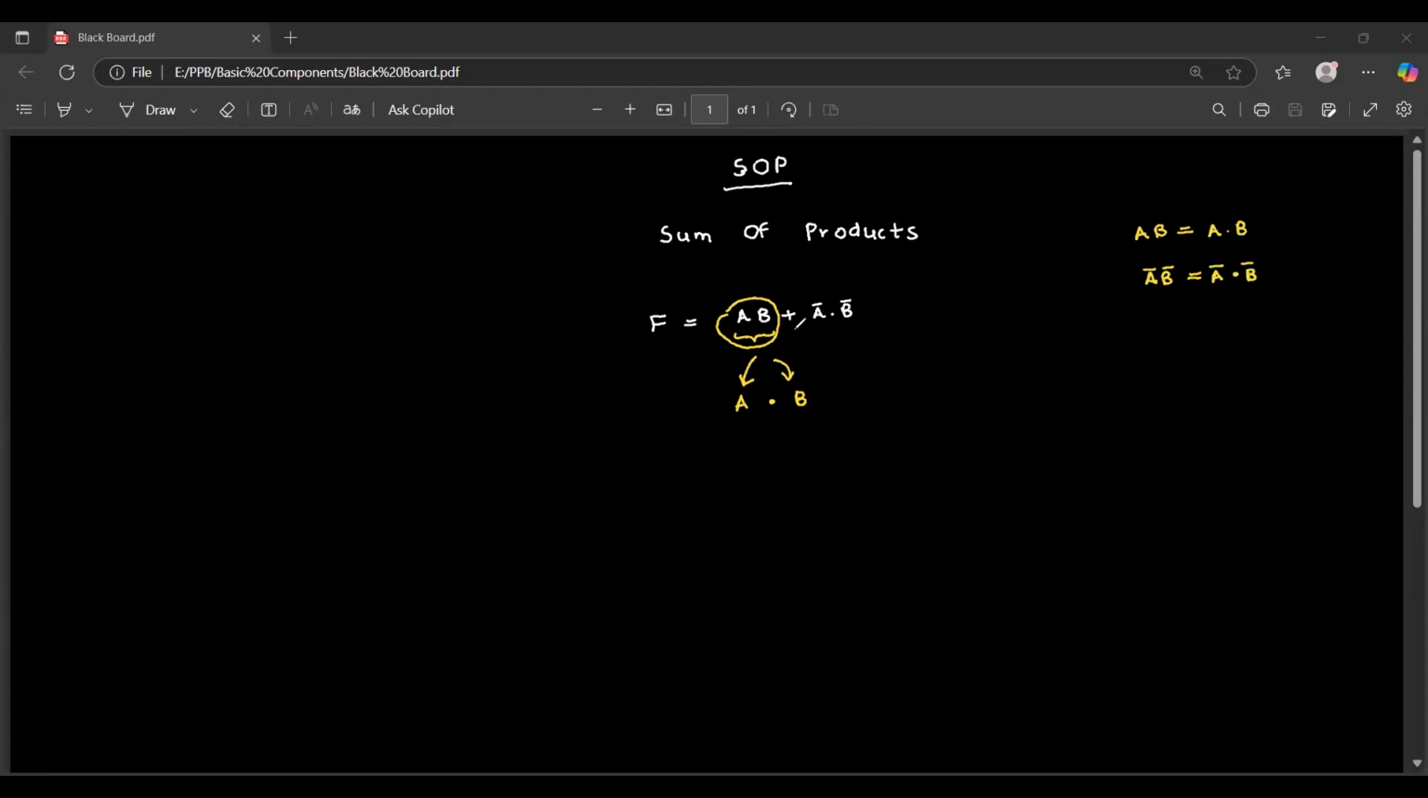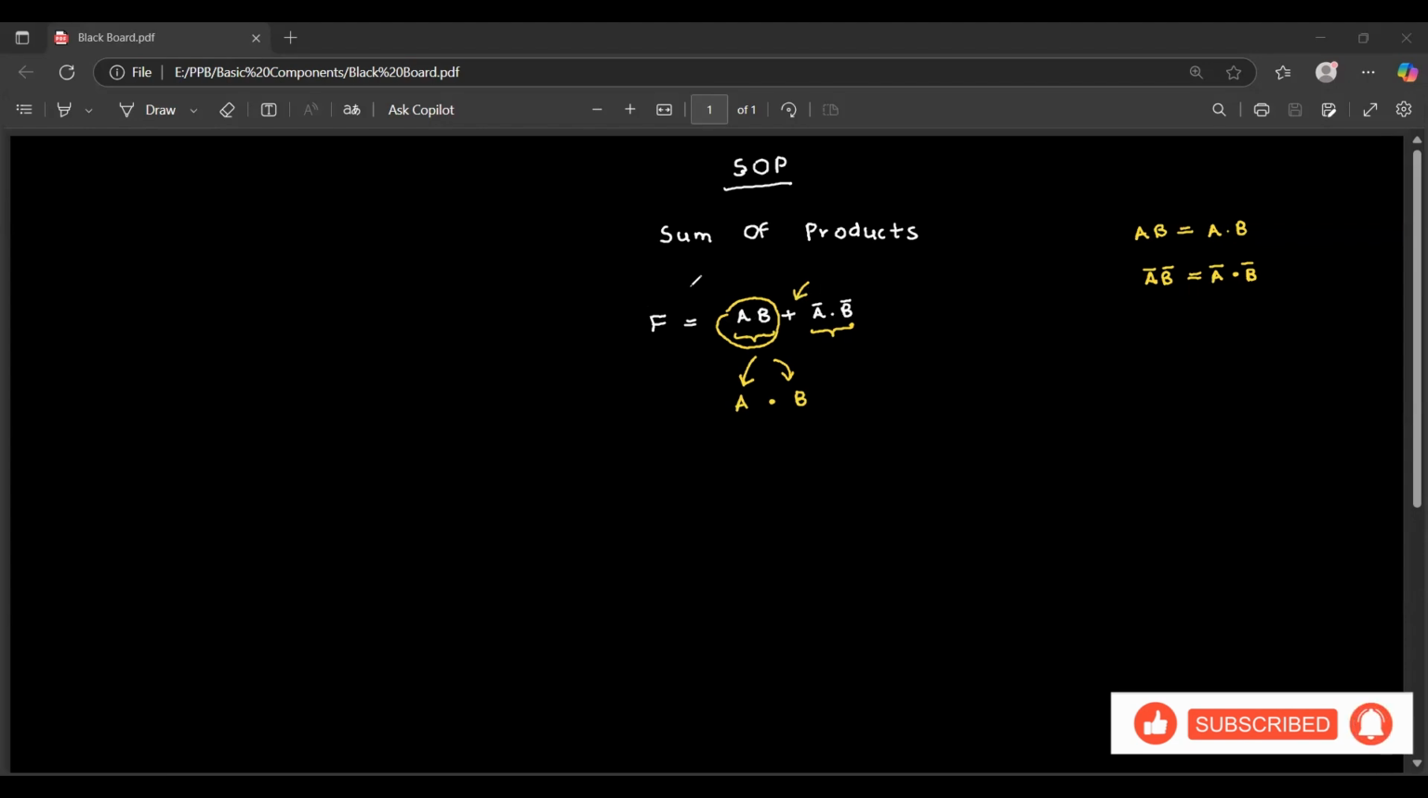Here these products have been combined using an OR gate, as given by the plus symbol. So this is what we call sum of products. You have the products of signals, and you have summed them up to find the output expression. That's what we call the sum of products form of a given expression.